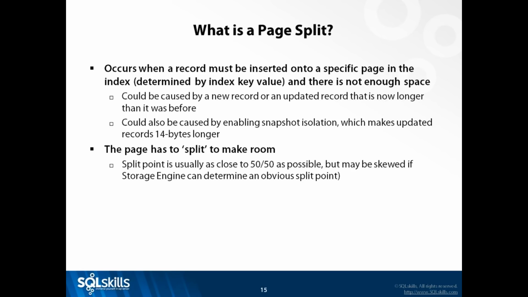So you might have an index where you didn't have page split problems before you turned on snapshot isolation, and maybe you're only updating integer values, and so the records don't change size. But now you turn on snapshot isolation, the records start to grow by 14 bytes, and so you start to get page splits and potentially have a performance slowdown because of that fragmentation.